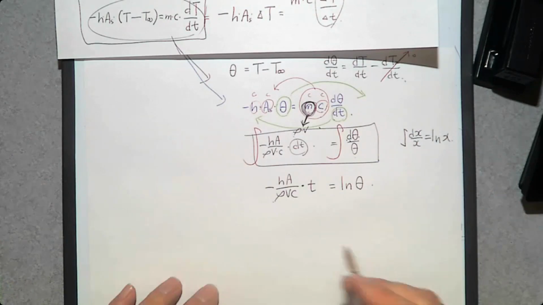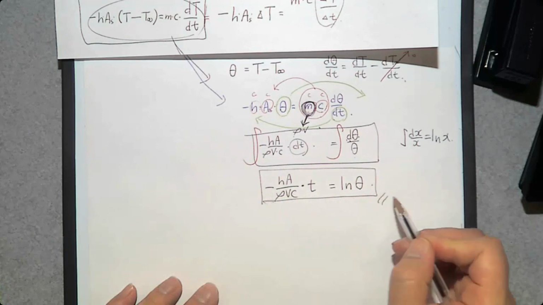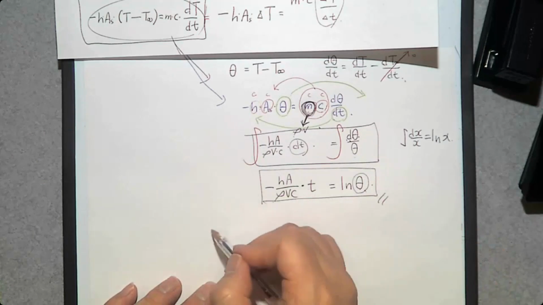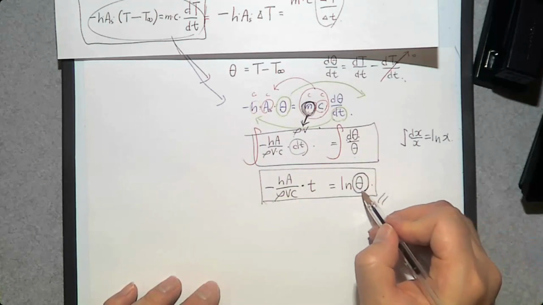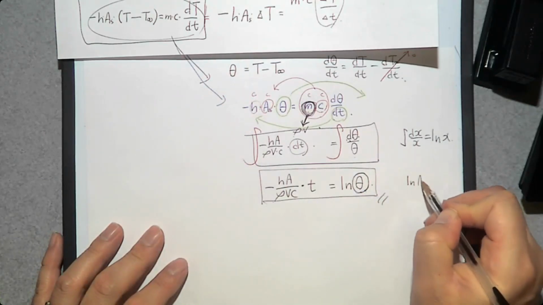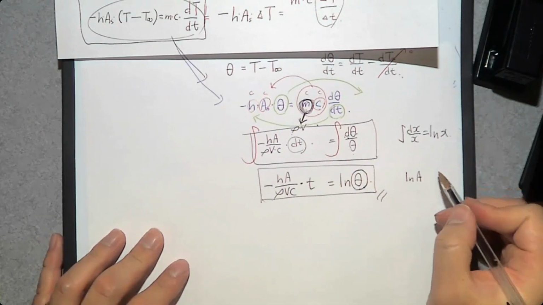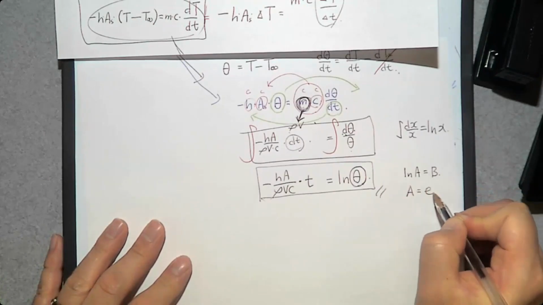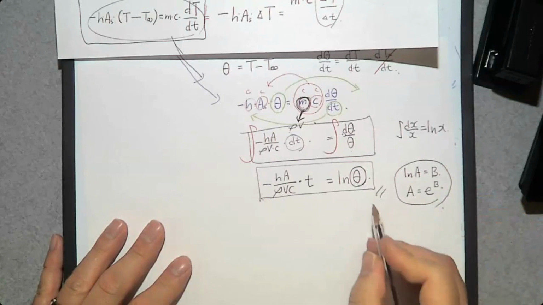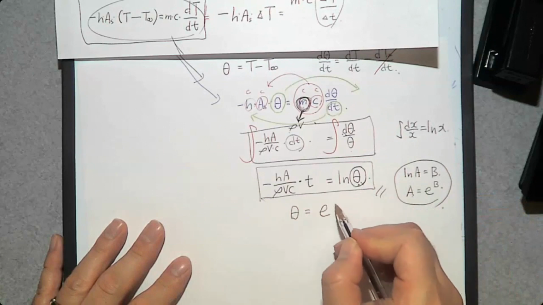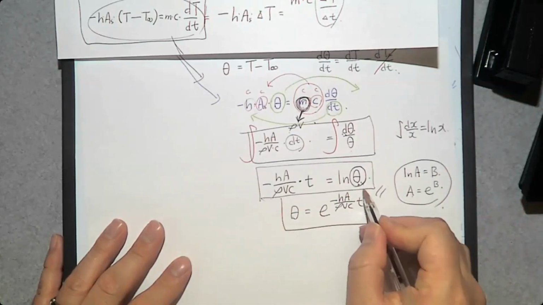Then, do you think that this one looks okay? Not really. We want to put this theta on one side and put everything on the other side because we are interested in theta, which is temperature. So let's do that. Natural log A is B. That means A is e to the power B, right? So theta is A. Theta is going to be e to the power minus hA over rho V C times t. So this is the governing equation.